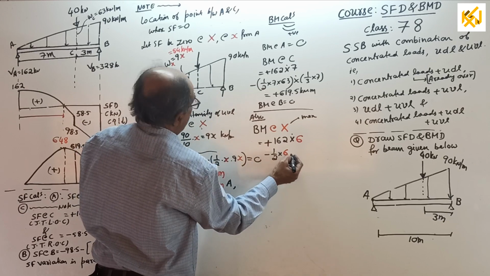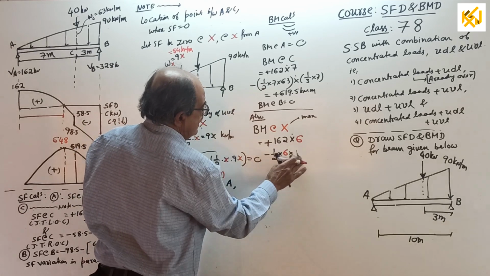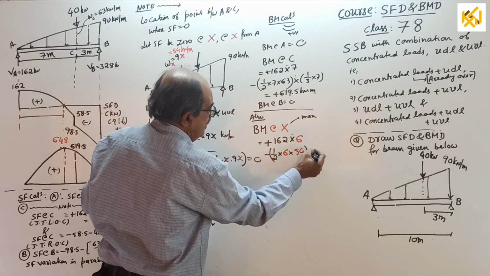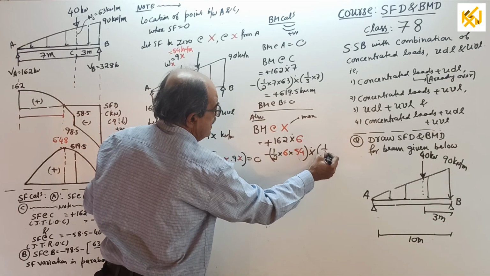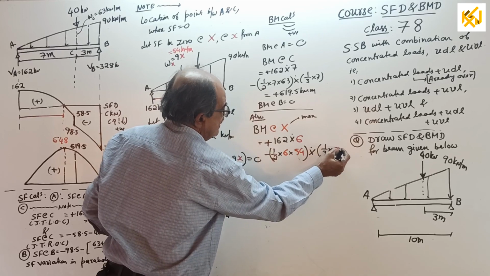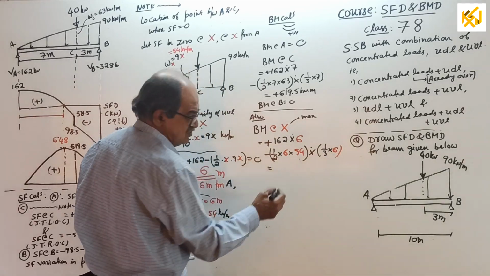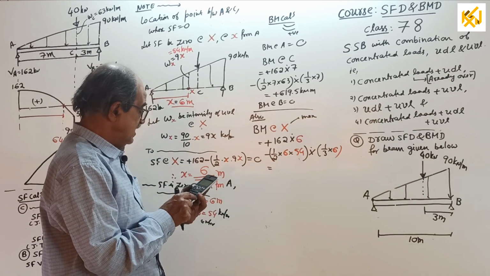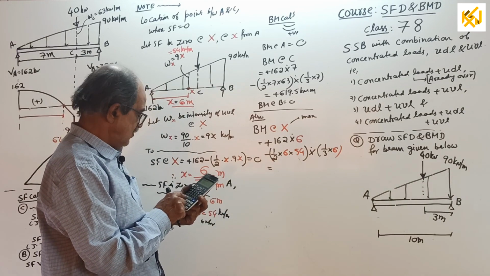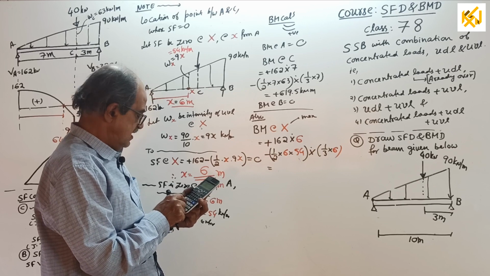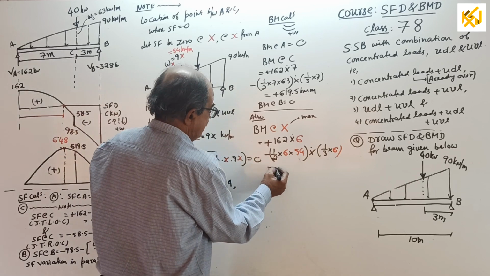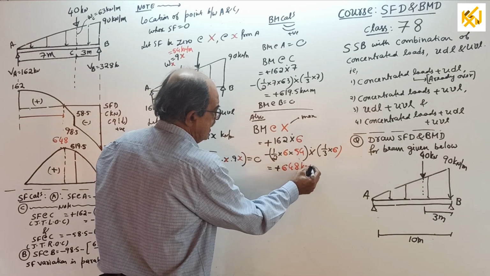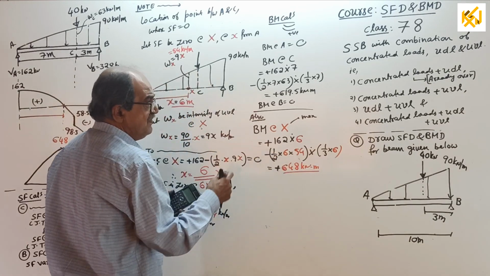into 54, which is the intensity there. Half into, this is total load, multiplied by 1/3 of 6. Okay, let me calculate that also. 162 into 6 minus half into 6 into 54 into 1 by 3 of 6 equal to 648 positive. I used red color. 648 kilonewton meter. Over. Right, this is the maximum BM.